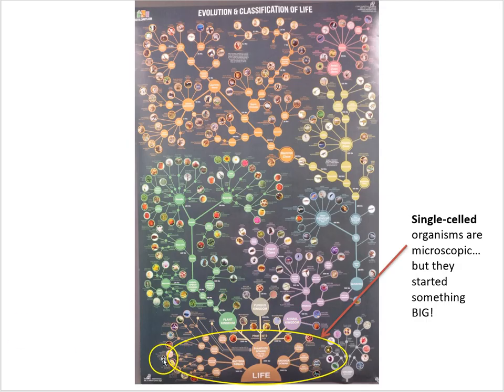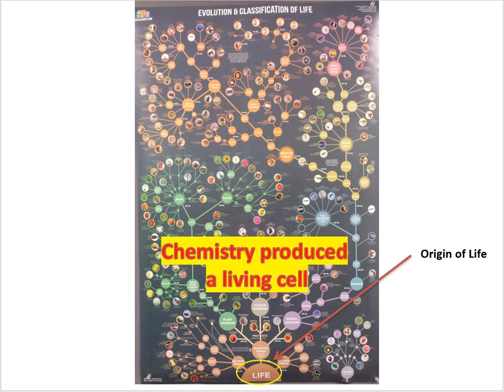So all of these single-celled organisms are microscopic, but they started something really big. Right? For most of human history, prior to microscopes, nobody even knew these single-celled organisms existed. But they are a very important part of the story of life on Earth. And so we get down to the origin of life. Then, at some point in the past, chemistry produced a living cell.